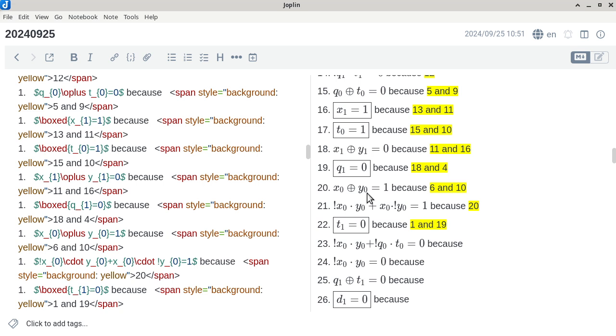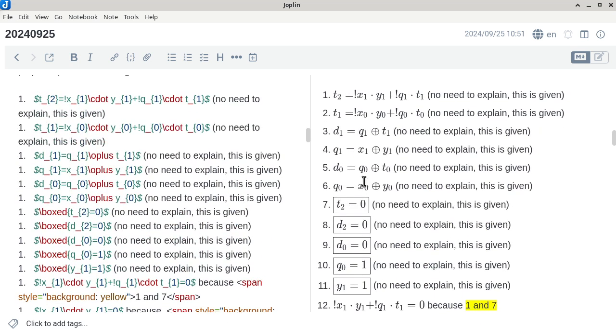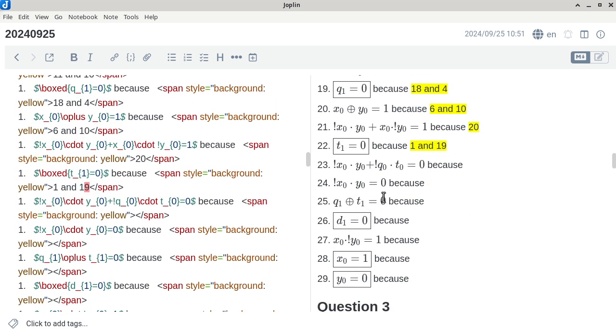So what does line 1 say? Line 1 says T2 is the negation of Q1 and T1. Well, okay, the negation of X1 or the negation of Q1 and T1. But we know T2 is a 0 already, so that's line 7. I have to include line 7 here too, so we'll say 1, 7, and 19, because all three are needed. There's another way to do this one too, but this is the first way that I figured out. Okay, so we'll go with this one.